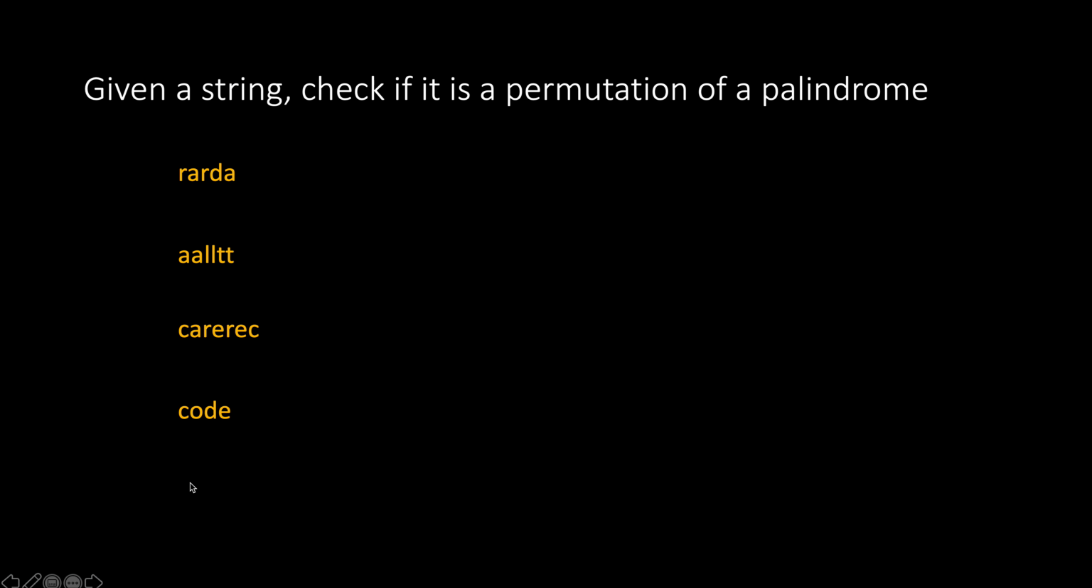The problem statement says that we have been given a string and we have to check if it's a permutation of a palindrome. So let's understand what is meant by permutation and a palindrome. Permutation means an arrangement of characters in a string to form another string. Let's suppose you have a string ABC, various permutations of it can be BAC, BCA, CBA, and so on.